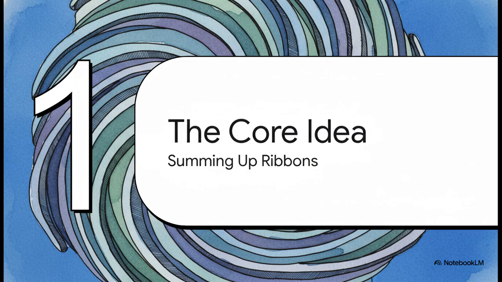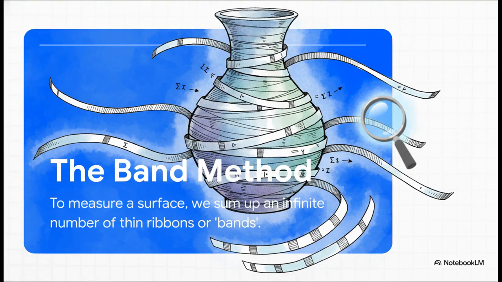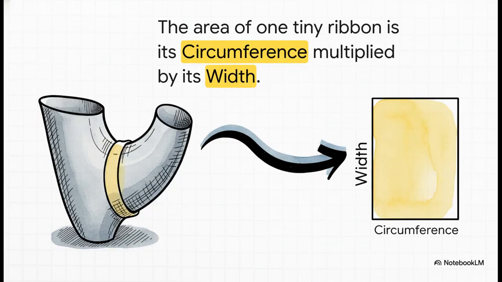Okay, before we even touch a formula, we need to get the main idea down. And honestly, it's really simple. We're going to think about this whole complicated surface as just a bunch of incredibly thin ribbons all added together. We call this the band method. Think about it like this. If you wanted to measure the surface of a vase, you could, in theory, wrap it in thousands of tiny paper bands. Then you'd find the area of each little band and add them all up. Well, calculus lets us do that with an infinite number of infinitesimally thin bands, which gives us a perfect, exact measurement.